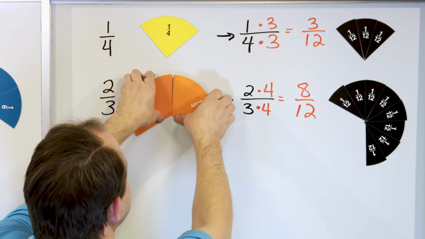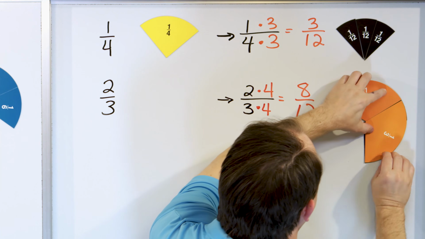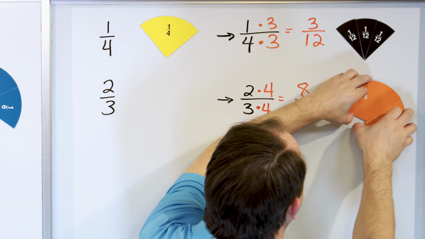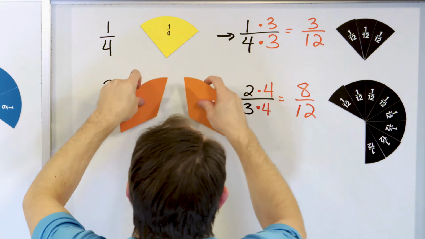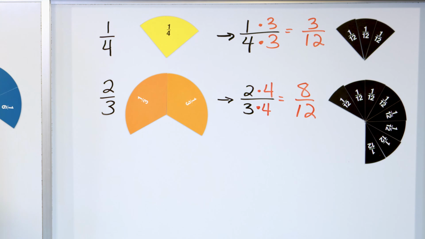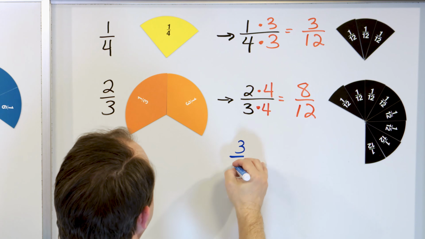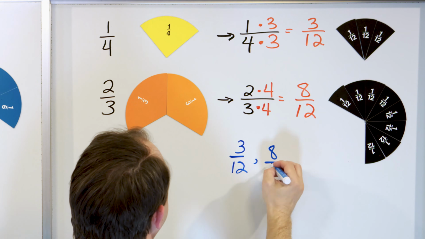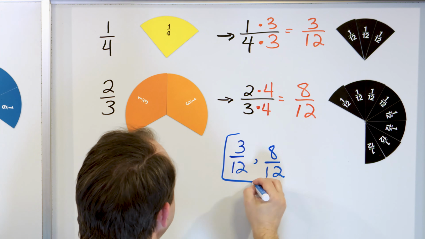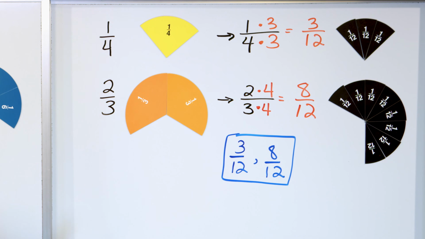Is 2/3 the same as 8/12? Let's see if they match up. Of course, they're sticking out a little bit because I'm not perfect, but they are an exact match as well. So we can see that the two fractions here mean the same thing as what we started with, but now they just have common denominators. So you can circle as your answer 3/12 and 8/12. These two fractions are the two fractions with common denominators that mean the same thing as our original problem.